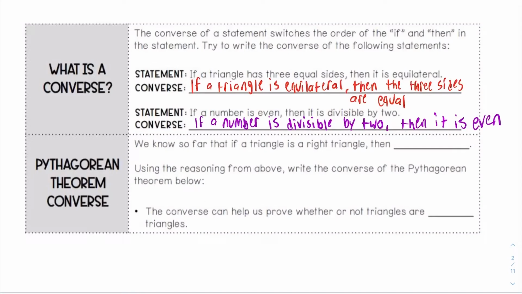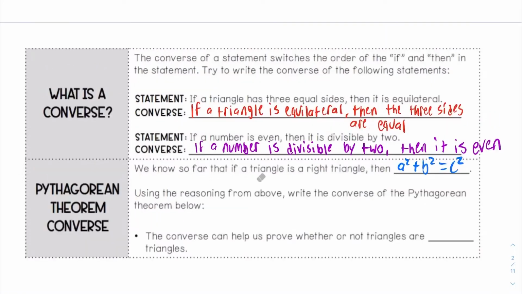Now going back to yesterday's lesson, we know that if something is a right triangle, then a squared plus b squared will equal c squared. Alright, so using that same logic of conversing something, if a triangle is a right triangle, that's the statement that we're given. That's what you learned yesterday. If something is a right triangle, then this formula is true. Today we're going to do the converse of that, so we're going to switch those two parts.